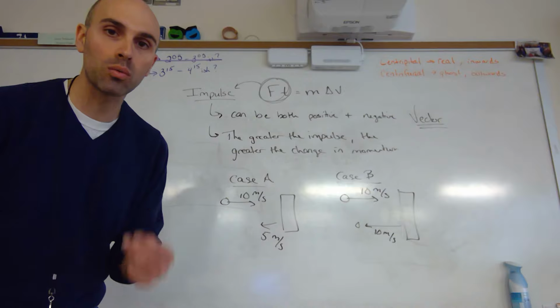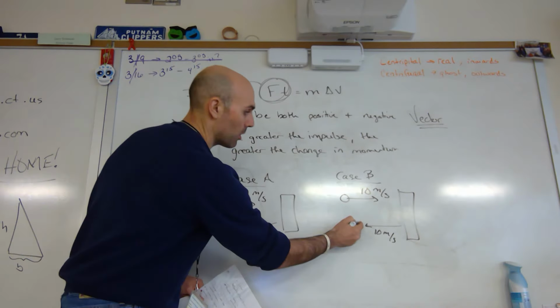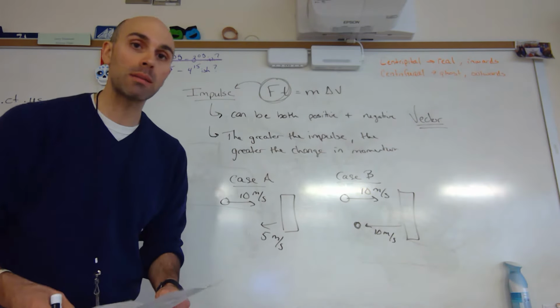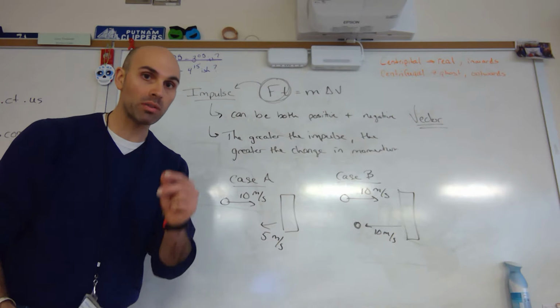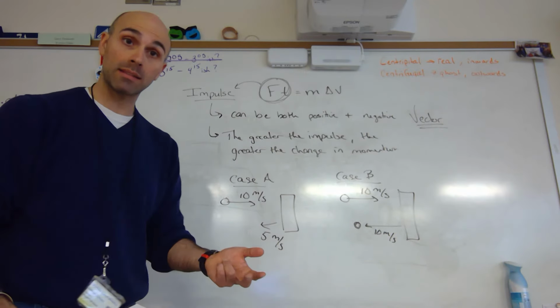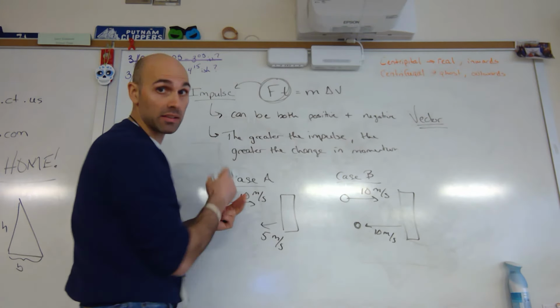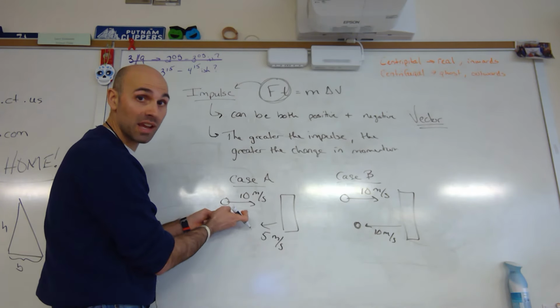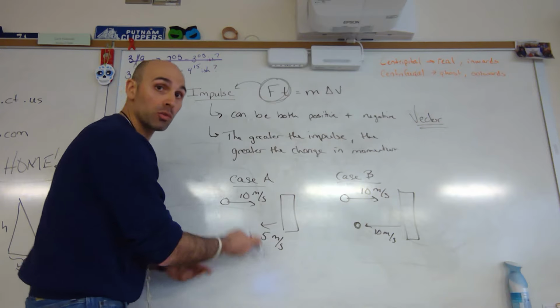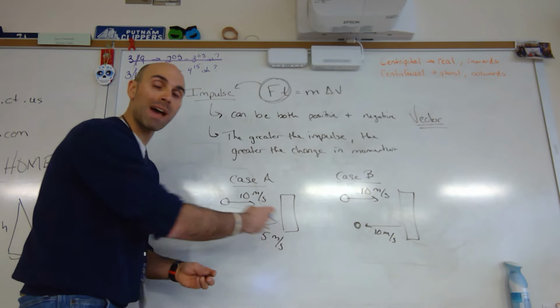Which one has the greater impulse? This is a ball, by the way. Which one has the greater impulse? Remember, impulse is a change in momentum. So this one, and momentum is a change in velocity. So this one went from 10 meters per second to 5 meters per second. So it went from 10 down to 0, back up to 5.